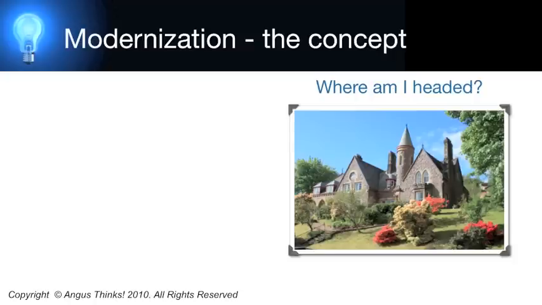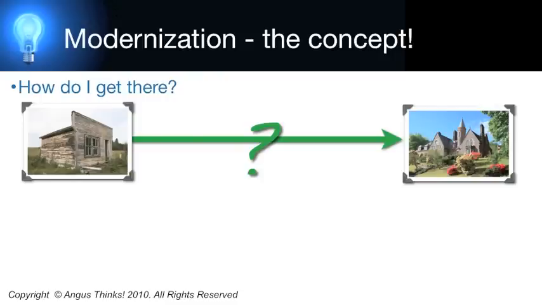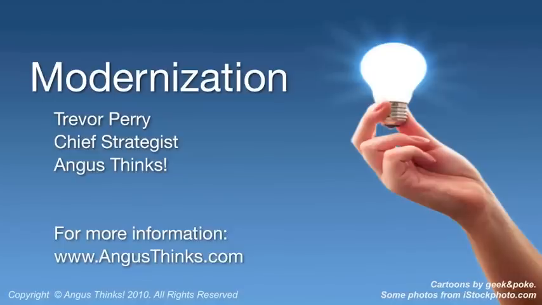So let's put that in another perspective, by picture. We know what the picture of where we're headed looks like. It's a beautiful, modern, castle-looking house. And if I look at where I'm at today, and I'm in some shack, and I want to go from there to here to the modern-looking IT department, how do I get there? That's modernization. It's a set of plans. It's a roadmap, if you will. That's what modernization is all about. And that's the concept of modernization.